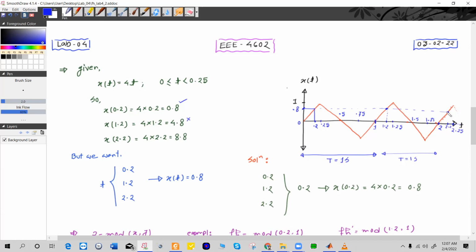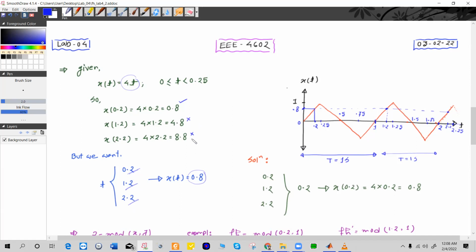So I believe you have understood the problem. As this is a periodic signal, we want that for time t equal to 0.2, 1.2 or 2.2, after a single time period the value should repeat. So for 0.2, 1.2 and 2.2, in all cases it should be 0.8. But if we use this formula, then the values are different.